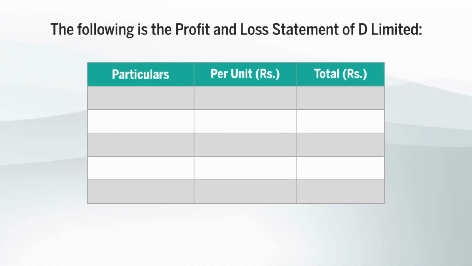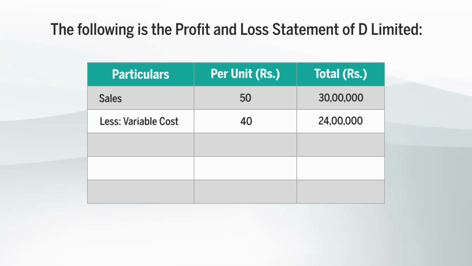Let us take an example to have a better understanding of the situation, that is, to operate or shut down the plant. Friends, we are provided with the profit and loss statement of D Limited. There are 3 pieces of information given to us. The first column is particulars, the second column is per unit information, and the third is total. The first information provided is the sales of the firm. At present, the company is selling its product at ₹50 per unit, resulting in total sales of ₹30 lakhs.